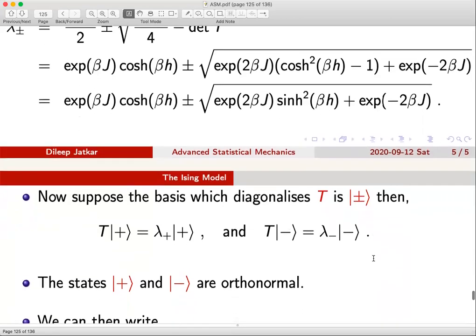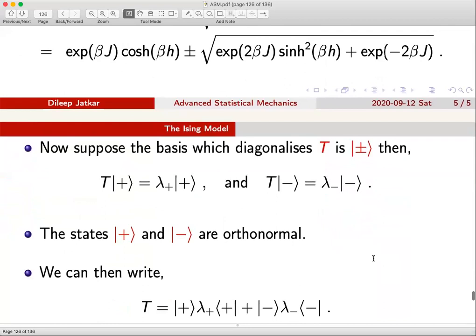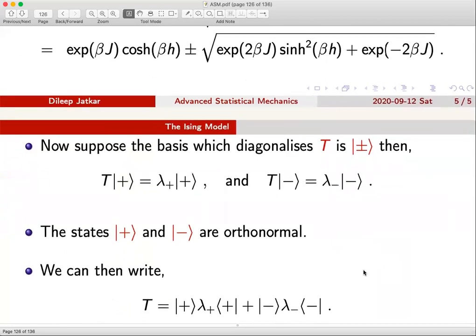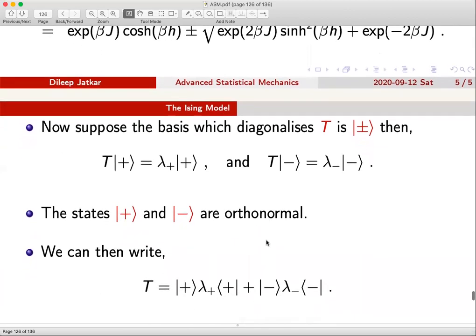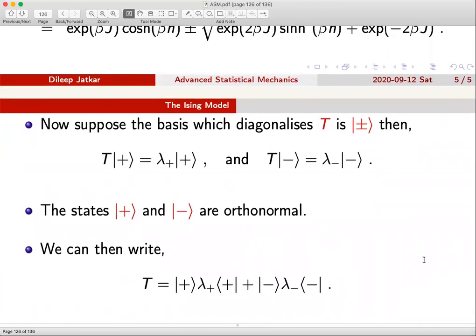Now obviously the states plus and minus are orthogonal. That is easy to see because if you have the transfer matrix acting on them giving different eigenvalues, and you try to take the overlap with respect to the transfer matrix, you will clearly see that they would give different answers. So the states are orthogonal. You can normalize them to make them orthonormal. Once you make them orthonormal, you can use that to rewrite the transfer matrix in terms of these states. So the diagonal form of the transfer matrix takes the following form.